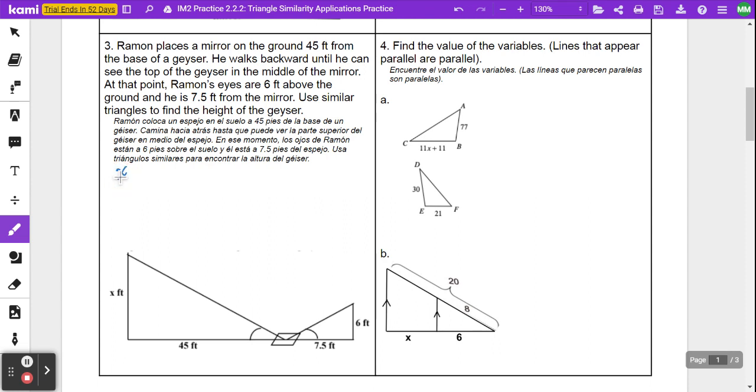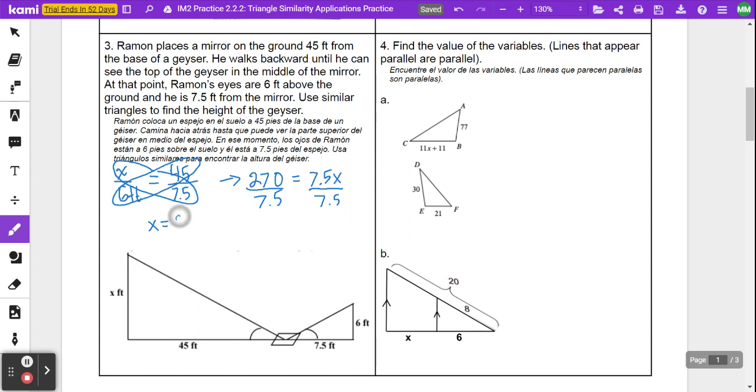The height of the geyser corresponds to the height of Ramon, which is 6 feet. I'll set that equal to the distance the geyser is from the mirror divided by the distance Ramon is from the mirror. I'll cross multiply. I have 6 times 45, which is 270. Set that equal to 7.5x. I divide both sides by 7.5 to isolate my variable, and I get x is equal to 36. So the geyser is 36 feet tall.